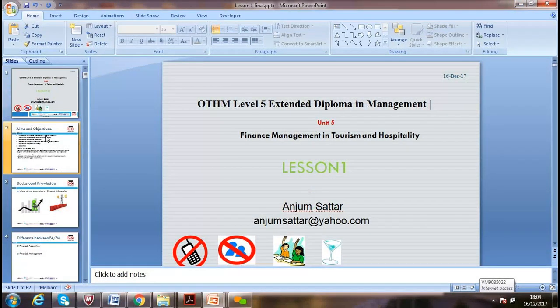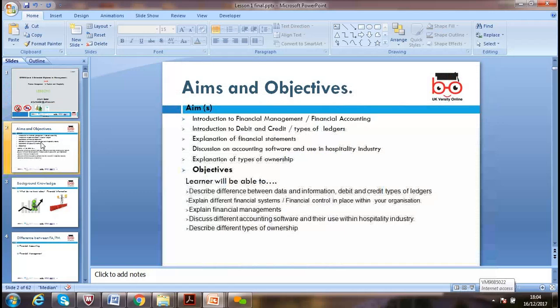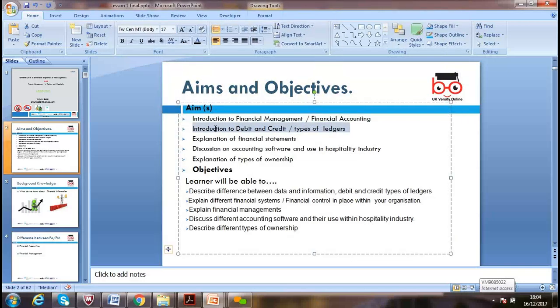Okay, so we'll start now. These are the aims and objectives of today's lesson: an introduction to financial management and financial accounting. We'll discuss the rule behind debit and credit, which is double entry bookkeeping. We'll explain how many types of financial statements we prepare in accounts, whether we are in hospitality or otherwise.